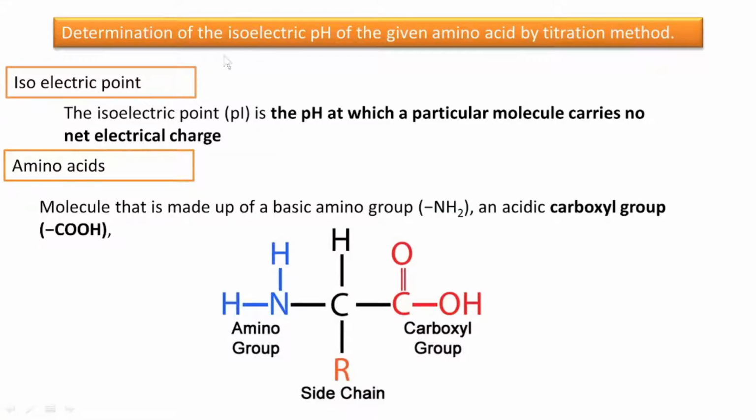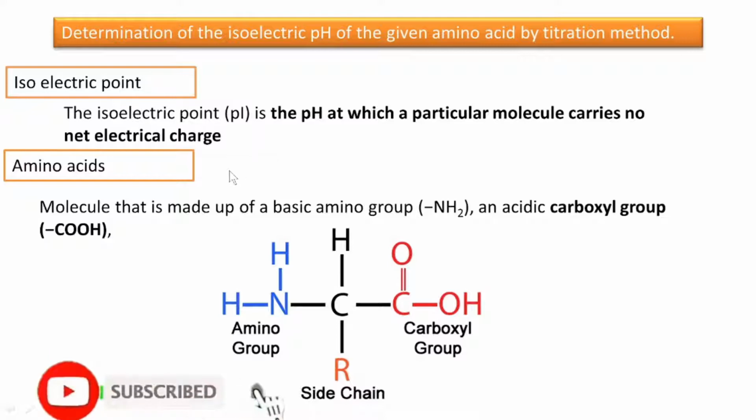Good morning, dear students. Today we are going to determine the isoelectric pH of a given amino acid using the titration method. First, we need to understand what the isoelectric point is. The isoelectric point is the pH at which a particular molecule does not carry any electrical charge. That means its positive charge and negative charge are equal, so the molecule exists as neutral without carrying any net electrical charge. That point is called the isoelectric point.